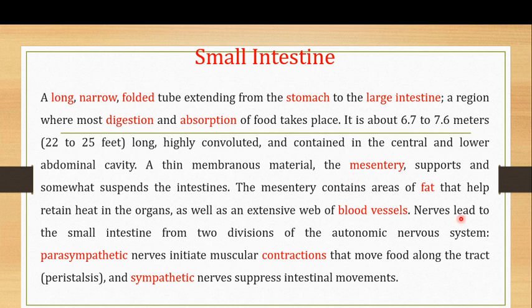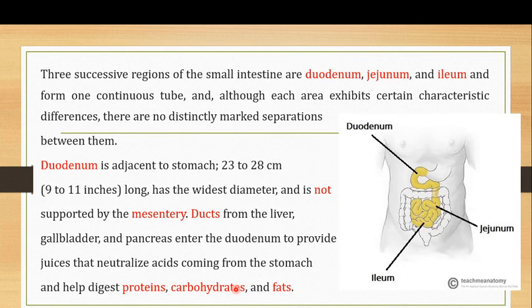Now nerves lead to the small intestine from two divisions of the autonomic nervous system. One, the parasympathetic nerves, which are responsible for initiation of the muscular contraction, and this muscular contraction actually moves the food along the tract. And the second one is the sympathetic nervous system, which actually suppresses the intestinal movements. So these two divisions of the autonomic nervous system actually help in the contraction and relaxation of the muscular structure of the small intestine.